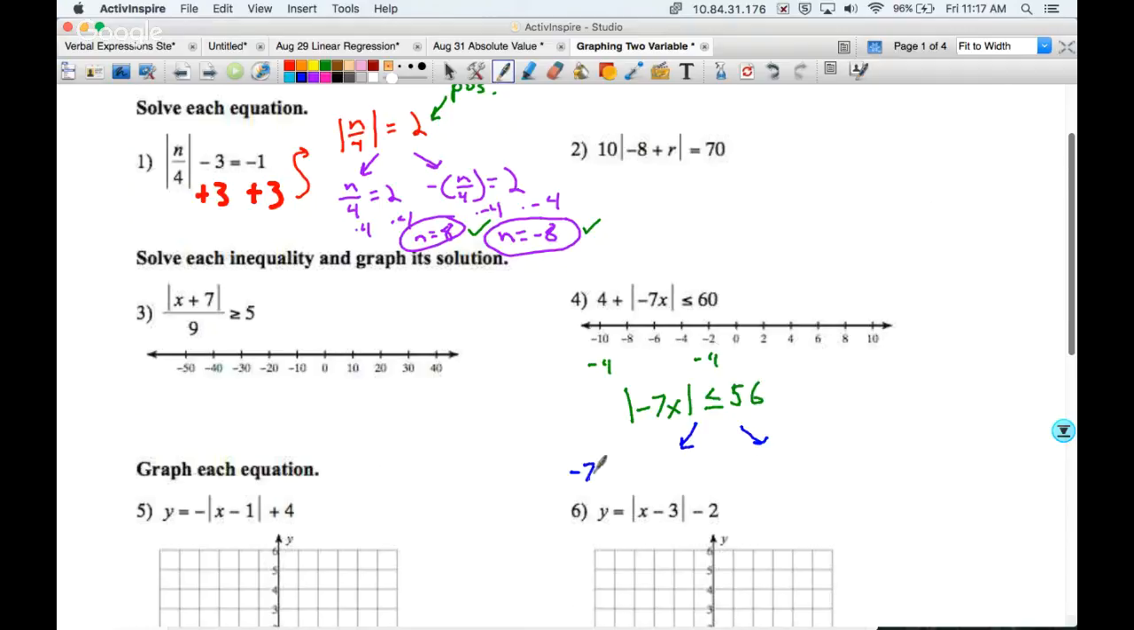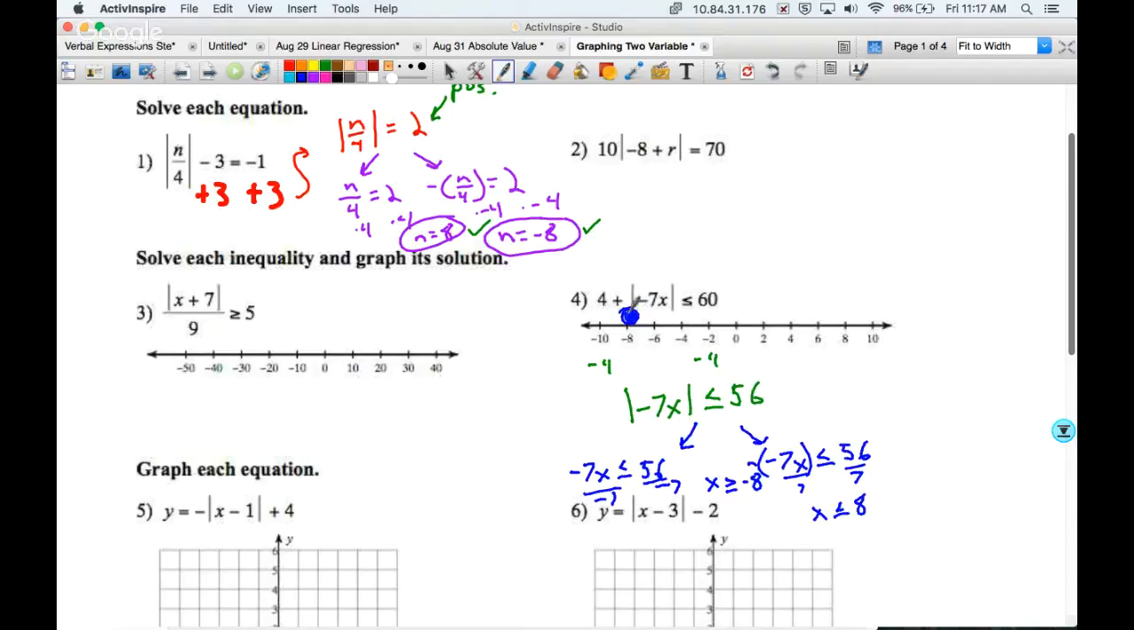Split it into the two cases, -7x is less than or equal to 56, and -(-7x) is less than or equal to 56. Sometimes I do these parentheses here so you can see that the brackets became the parentheses with the negative outside. In this scenario, I'll divide by -7. I'll get x greater than or equal to -8. In this scenario over here, the negatives cancel out. I'll divide by 7. X is less than or equal to 8. Notice in this one over here, I divided by a negative, so I flipped my inequality.